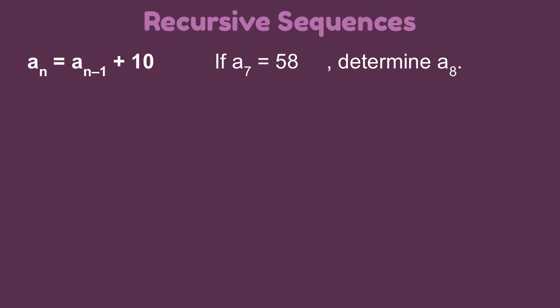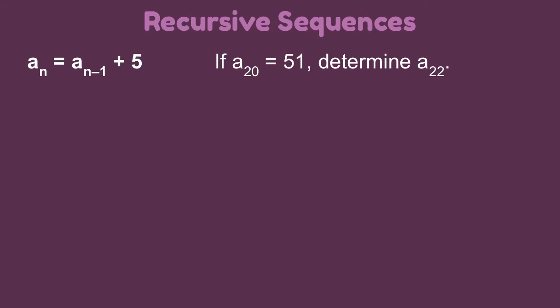Okay, so let's look at a few more examples. This time I'm giving you the equation a sub n is equal to a sub n minus 1 plus 10. So what this is saying is that we take our previous term and we add 10 to it. So if I tell you that a sub 7 is 58, and we need to figure out what a sub 8 is, all I'm going to need to do is add 10 to 58. So I would get 68.